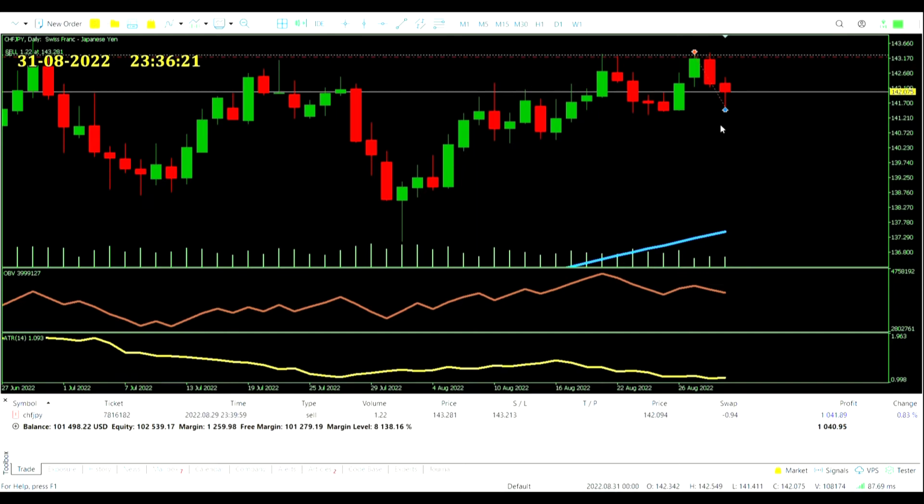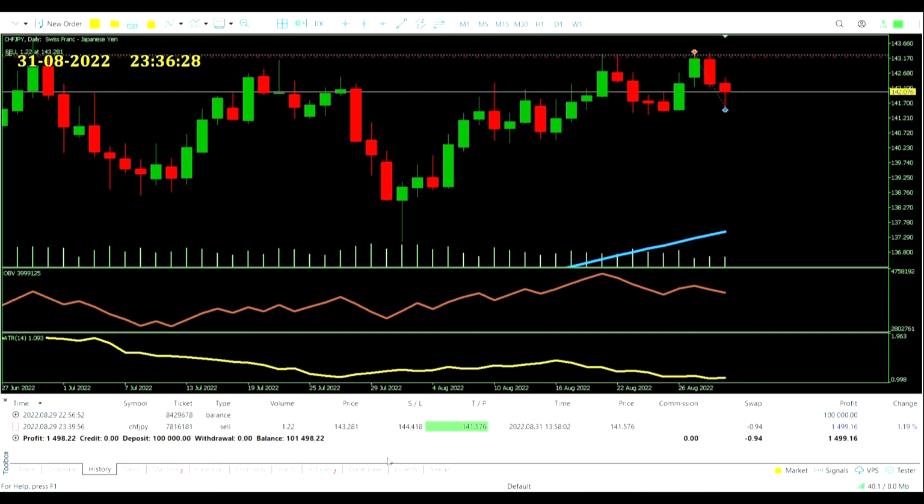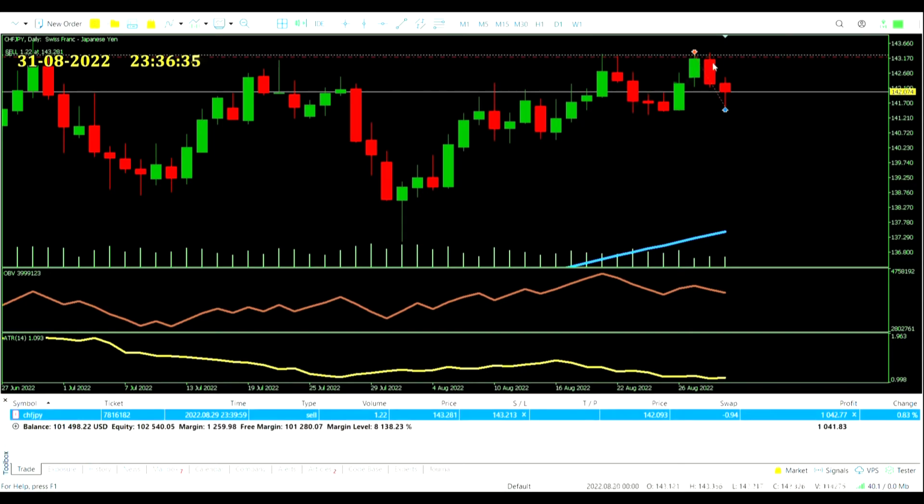Back again midweek, and we were able to take profit on our Swiss franc Japanese yen trade. Very nice stuff, $1,500 near enough banked. We'll take that, and we can see the trailing stop loss on our subtrade B has kicked in as well, so we're not going to lose money on it, but we may not make too much.